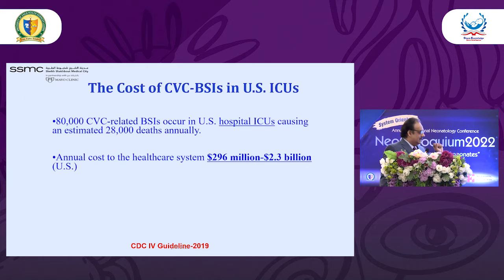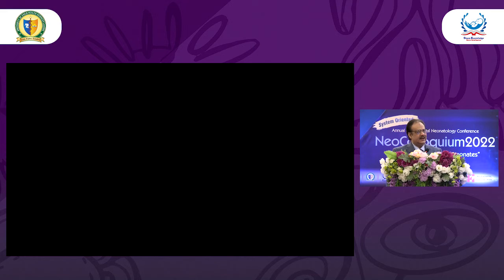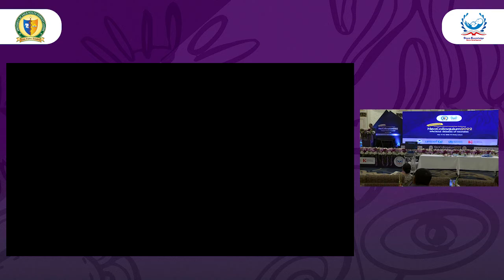This is data from many of the developed countries, but specifically US based data. As you can see, 296 million to 2.3 billion is the budget spent on infections of central lines. We cannot afford that. So we are going to discuss what we can do here in Pakistan with our resources. I never use the word that we have limited resources. You are our resources, and we have everything we need.